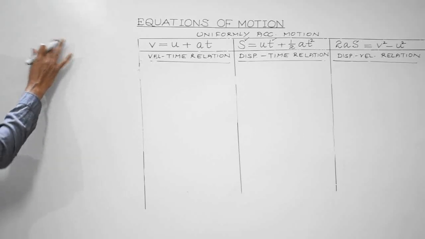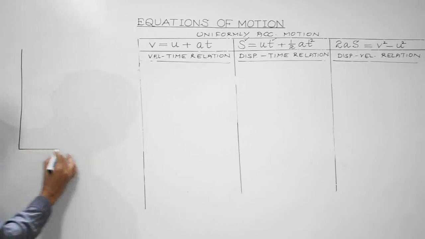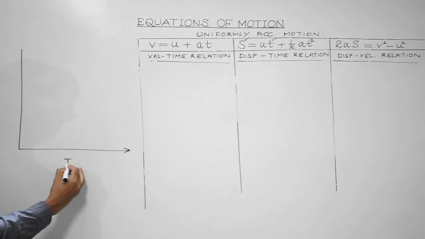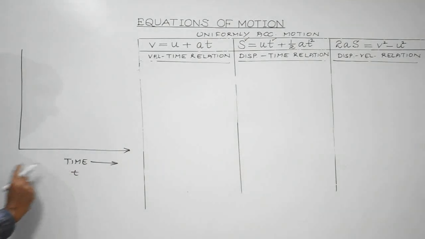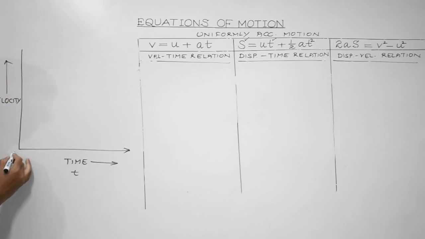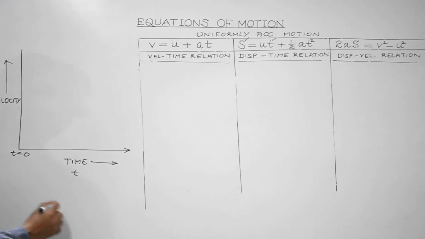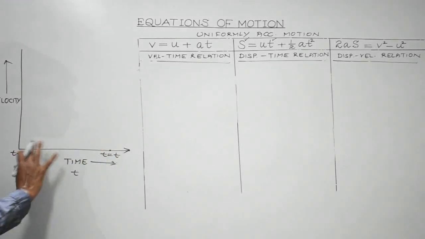Okay, the graph would be somewhat like this. This is the nature of the graph. This is time, t, in seconds, and this is velocity. This is t equals 0, and suppose this is at t equals t. These are the two instants.